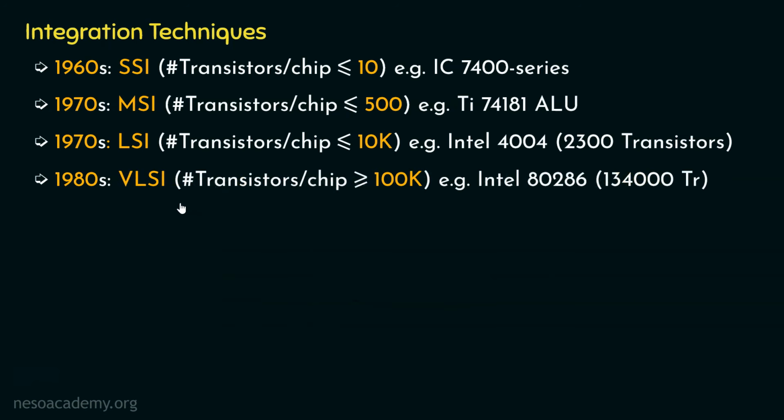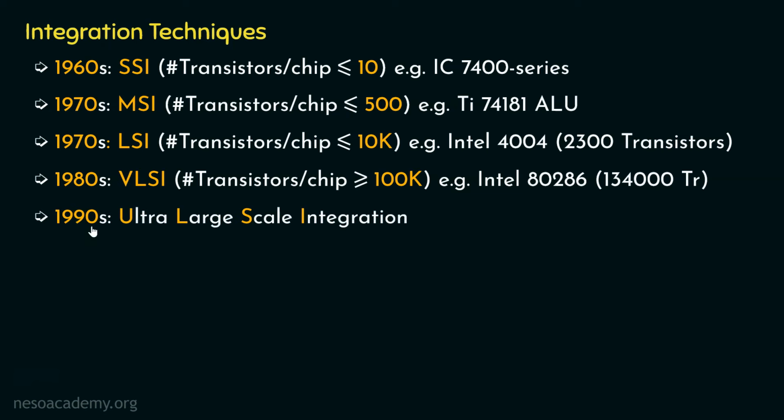So to summarize, in the 1980s, the VLSI integration technology emerged. The number of transistors per chip in this particular integration technology is more than 100,000. And an example of this is the Intel 80286 microprocessor, which consisted of 1,34,000 transistors per chip.